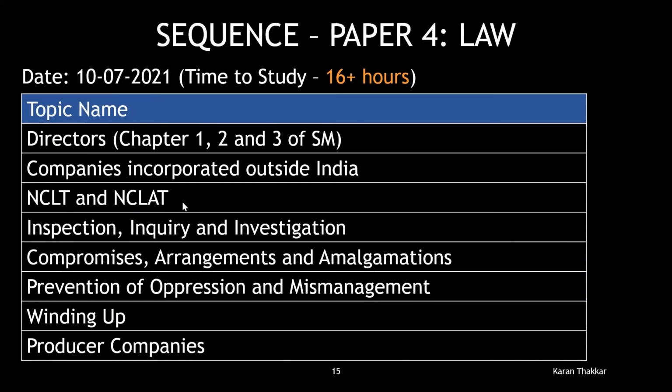On 10th morning, first start with Board of Directors related chapters, which are chapters 1, 2 and 3 of SM. Follow it up with foreign companies and NCLT and Appellate Tribunal. You can expect one question from one of these two chapters, foreign companies and NCLT. Afterwards, complete all the company law related chapters, right from inspection, inquiry and investigation till producer companies. So this entire day is completely dedicated to company law.